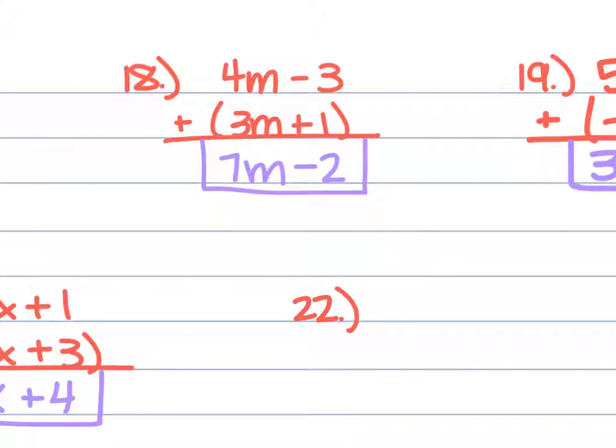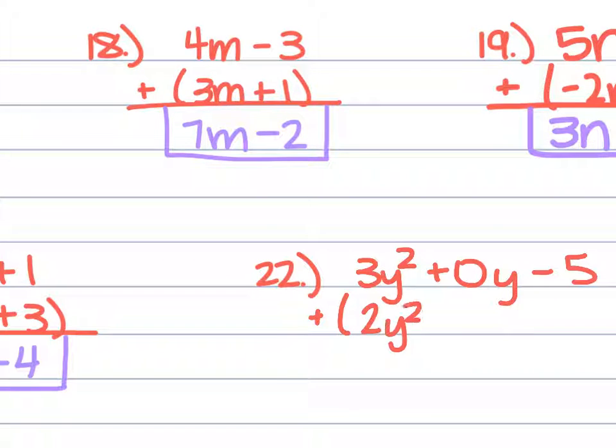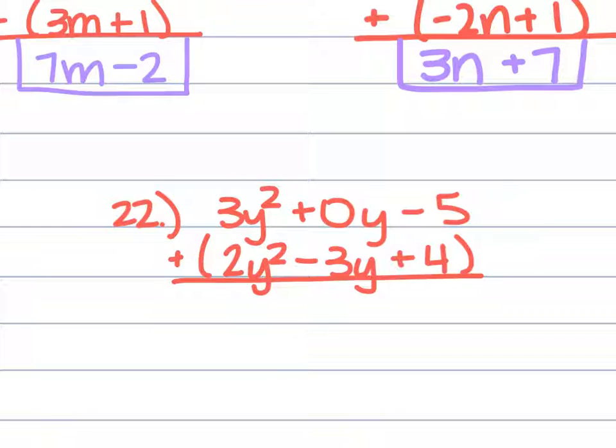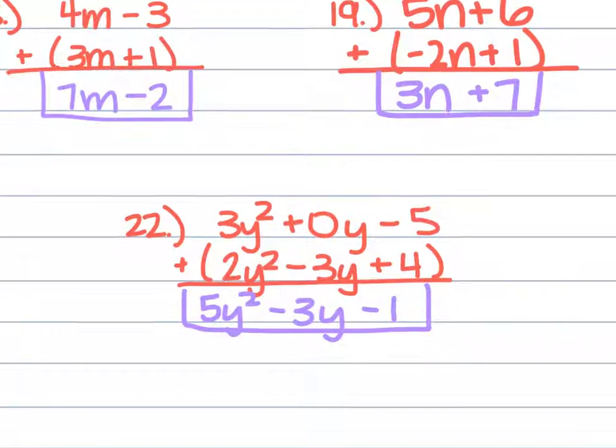For 22, they give us 3y squared plus nothing y minus 5, as well as 2y squared minus 3y plus 4. So 3y squared plus 2y squared is going to be 5y squared. The 0y minus 3y is negative 3y. And the negative 5 plus 4 is negative 1. So 5y squared minus 3y minus 1.